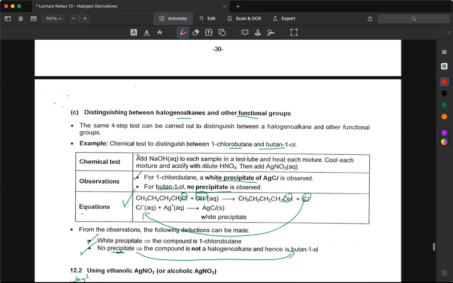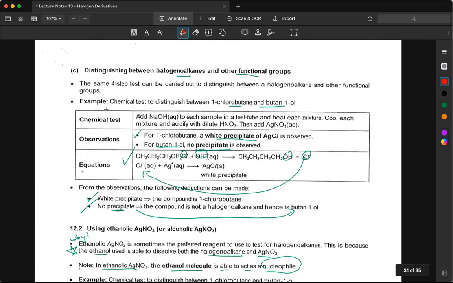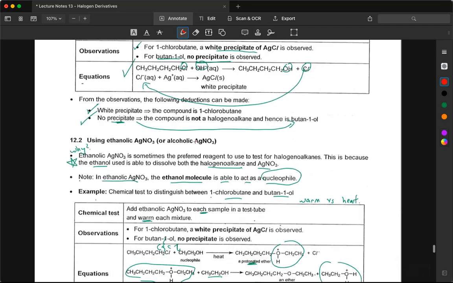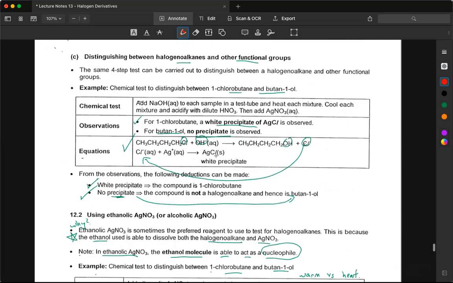The next one. To distinguish between halogenoalkanes and other functional groups, like 1-chlorobutane with butan-1-ol, we can add sodium hydroxide and heat each mixture, cool, acidify, and add silver nitrate. If it's chlorobutane, white precipitate. Butan-1-ol, no precipitate. How about another way to differentiate between 1-chlorobutane and butan-1-ol?